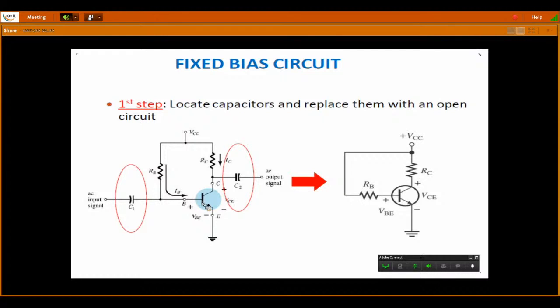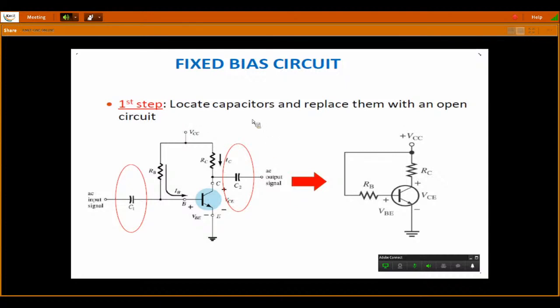Thereafter, since it is in common emitter configuration, your collector current is equal to beta times IB, where beta is the current gain of the CE amplifier. Now, in order to analyze this fixed bias circuit, is it a good biasing technique or will it give a poor response at the output? That we have to determine. Actually, it is simple to construct. Your circuit in the fixed biasing method is very simple to construct.